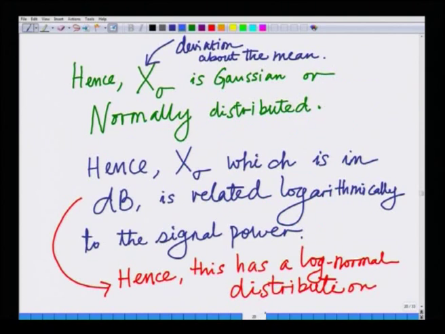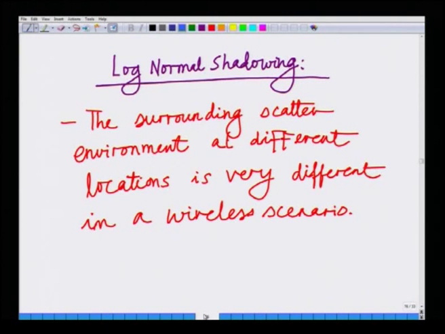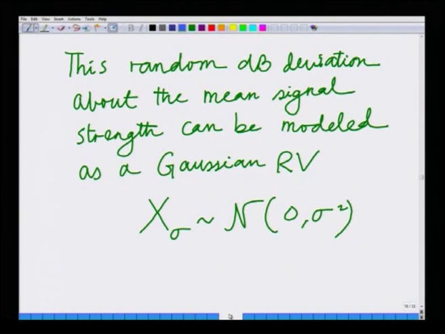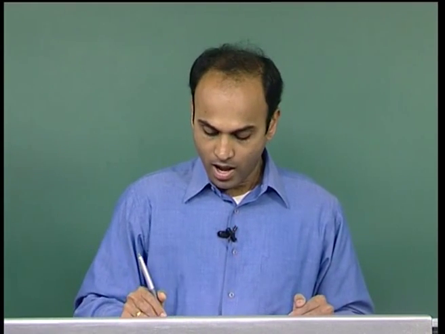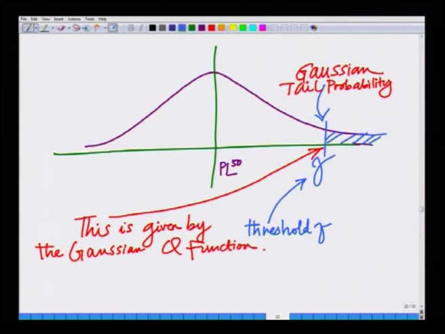In fact, we said that this factor, the log normal shadowing factor, can be expressed as a Gaussian random variable with variance sigma square. It is log normal because this x sigma is in dB, hence the logarithm of the power is normal, hence this is a log normal random variable. And we also looked at the other important thing in this log normal fading. If I look at the distribution, it looks like a distribution with mean at the 50th percentile or the mean path loss and a random spread around this.